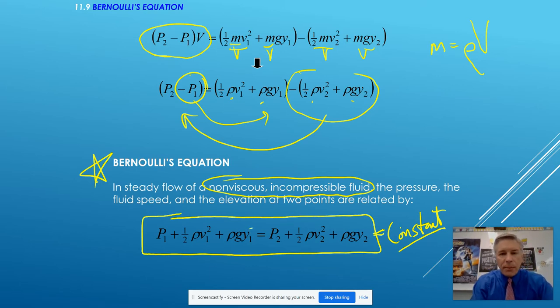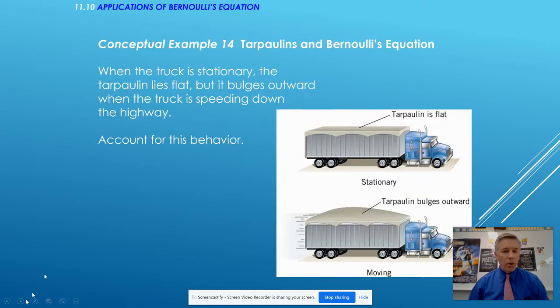Sometimes you'll see me, instead of Y's, use H's here, so I often will write H1 and H2. If you want to keep it as Y's, I don't really care. It'll work either way. So let's try out some ideas. When the truck is stationary, the tarp on the top lays flat, but it bulges outward when the truck is speeding down the highway. What can account for this?